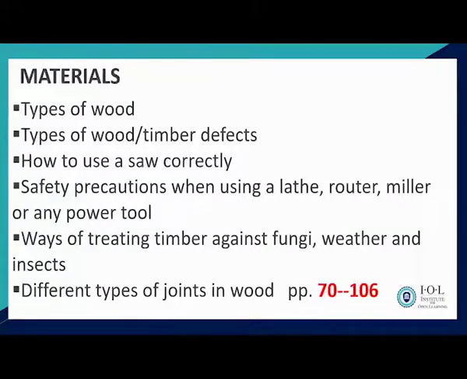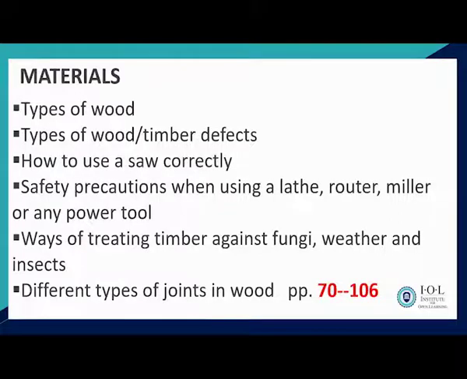Now let's look at materials. This includes wood and metals, right? We need to know the types of wood: mahogany, teak, etc. Then we also need to know the wood or timber defects. How to use a saw correctly. We need to know how we should use a saw correctly, how we stand, how we handle the saw, and protective measures or safety measures we need to take.